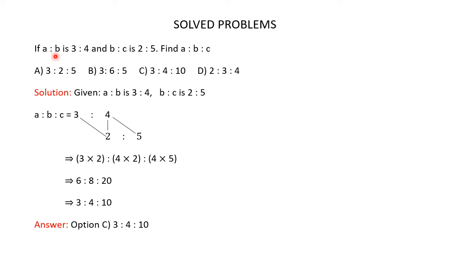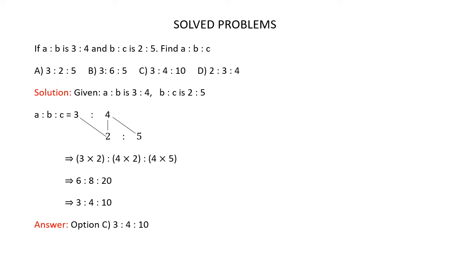If A is to B is 3 is to 4 and B is to C is 2 is to 5, then find A is to B is to C. You are given 4 options here and you have to find out which of these options is the correct one. Now it's given that A is to B is 3 is to 4 and B is to C is 2 is to 5. So we have to find out A is to B is to C.